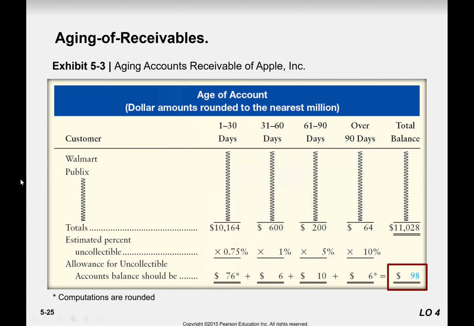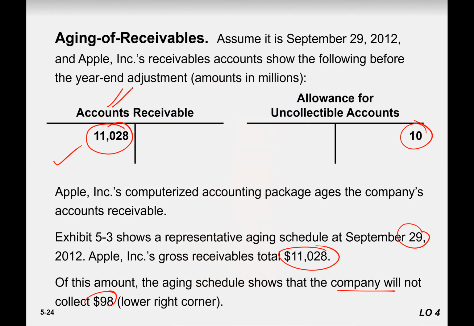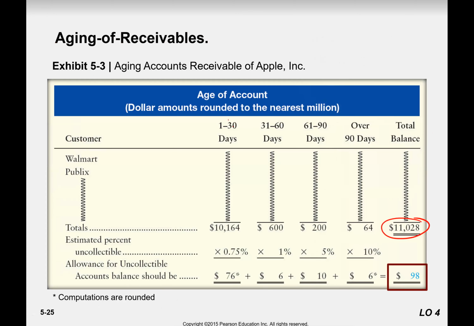How? Like this. Basically, they aged all the amount of 11,028, and if you forget where 11,028 is coming from, this is the balance, exactly this balance. So they divide this balance according to its collectibility. We call this aging. So in 30 days, they are receiving 10,164. In 31 to 60 days, they are receiving 600, in 90 days 200, and over 90 days, they are receiving 64. That's how this total amount came.